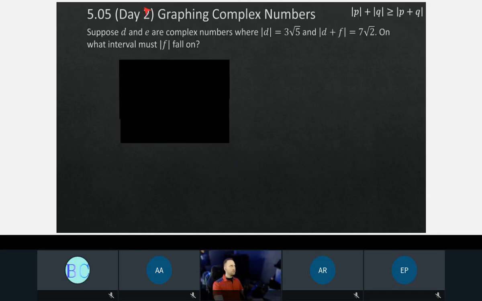All right, next problem. Complex numbers. So suppose D and E are complex numbers where the absolute value of D, what's the other name for this? Absolute value, what is this also called when talking about complex numbers? What is that vocab word? Crickets. What's that word called? It's from 505 day 2.